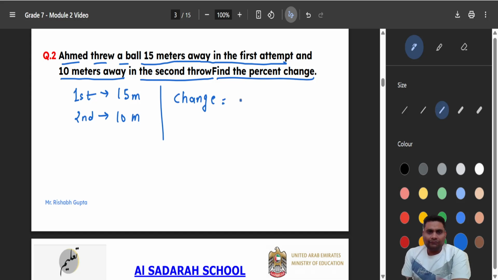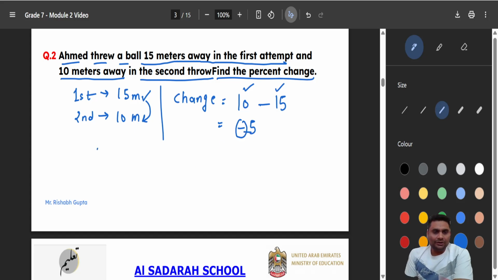Now the final is 10 in the second throw, minus the initial, which was 15. 10 minus 15, minus 5. When we do small number minus big number, the answer will be negative. So this minus means the change is negative. The amount has decreased, not increased. Check here, 15 to 10, it is decreasing. That's why this minus sign tells you that the change is on the negative side, it has gone down.